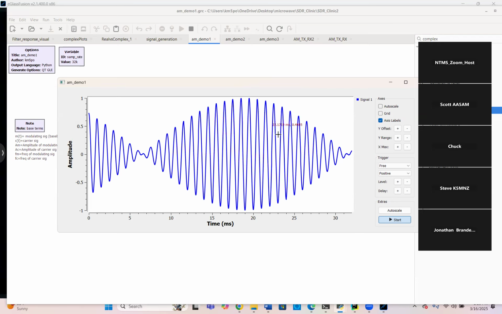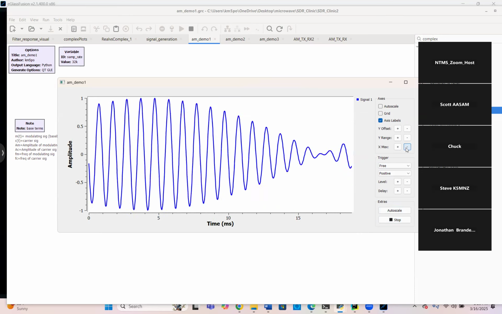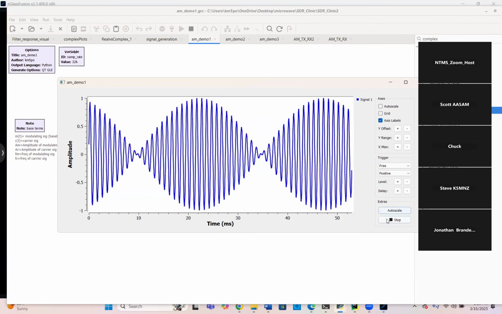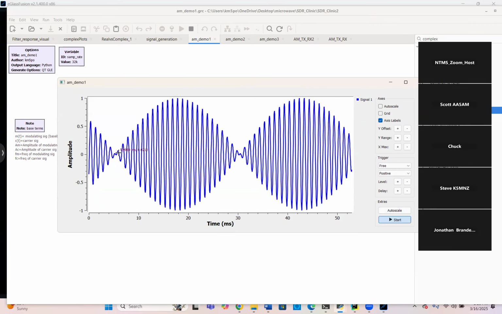But notice the envelope. To get a full signal, we would have to start this again, and then we would have a full cycle of the 20 hertz that's modulating. So it's ranging all the way from +1 to -1, as is this carrier signal. And we'll see this easier here in just a moment.